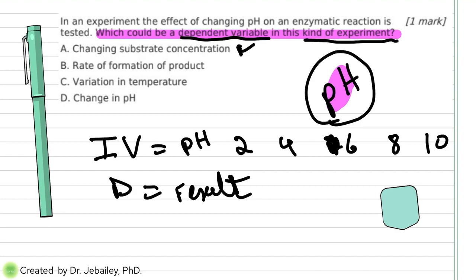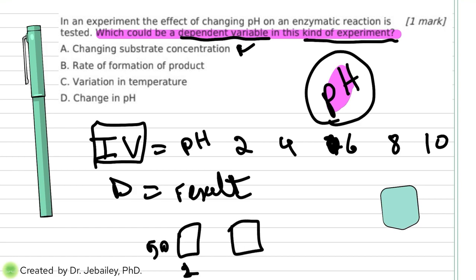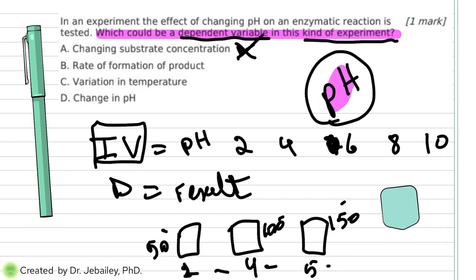So I cannot change the substrate concentration, because the only one that can change is the pH, because the pH is the independent variable. Imagine if I have this one with 50 grams of a substrate, and then this one with 100 grams of a substrate and a pH of 4, and 150 and a pH of 5. What's wrong with that? Not only are you changing the pH, you're also changing the substrate. So now you have 2 independents, so that does not make sense to be A. So A is out of the way.